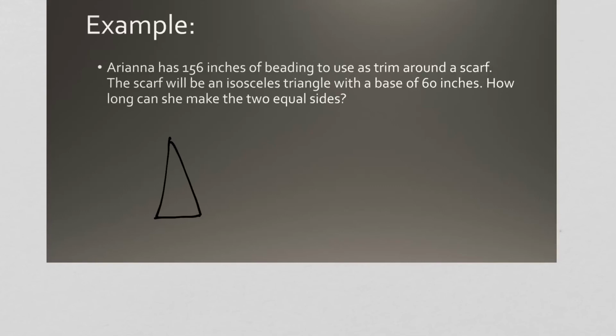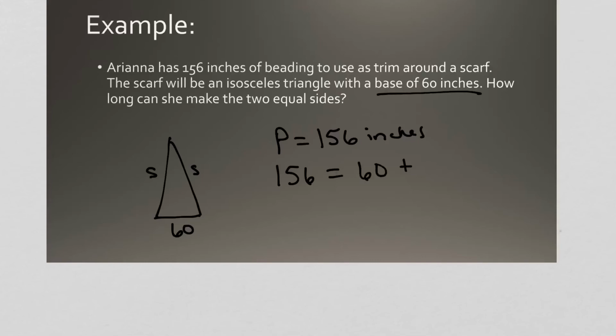All right, so it says that our perimeter is 156 inches. I don't know the two sides that are equal to each other, but I do know that my base is 60. So in this case, I've got 156 is equal to 60, which is one side, plus the other two sides, which are the same length. Remember, because it's isosceles. All right, so we have 156 is equal to 60 plus 2s, subtract 60.